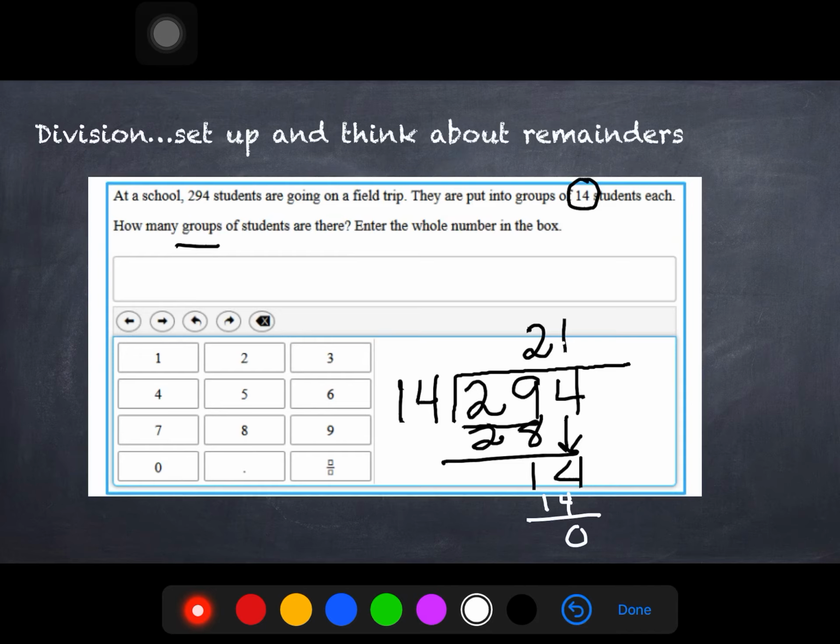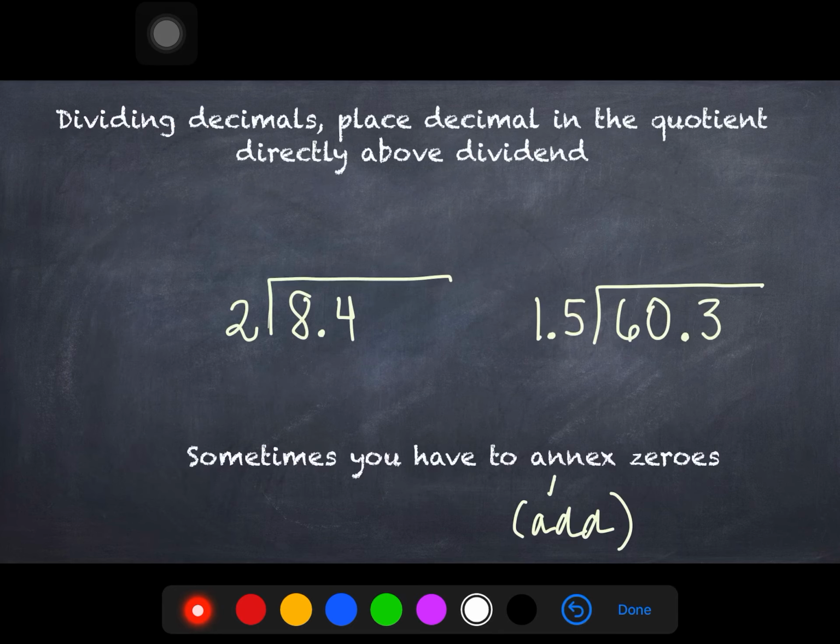I'm all set. If I did have a remainder, what I mean by interpreting that, you might have to think, do you round up? Do you add another group? When you're dividing decimals, just simply place your decimal above where it is in the problem, right in where it would be in your quotient. And then you divide as normal.